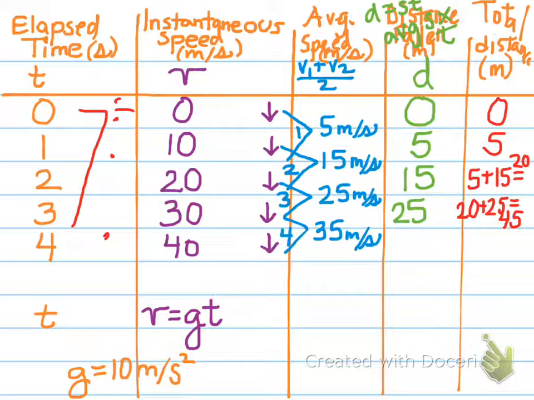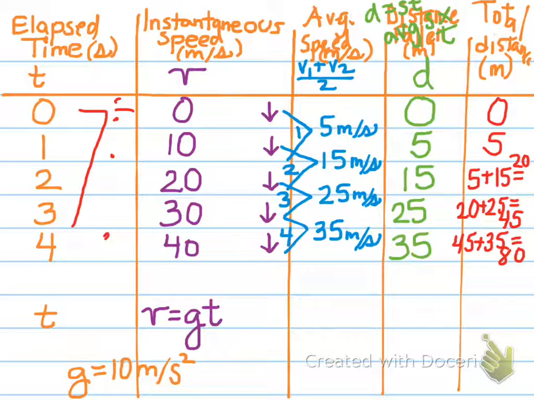All right, my last one. My average speed is 35 meters per second for 1 second, so that means I fall 35 more meters down. So my total distance is the 45 I've already fallen plus 35 more. Right? So 45 and 35 gives me 80 meters total.